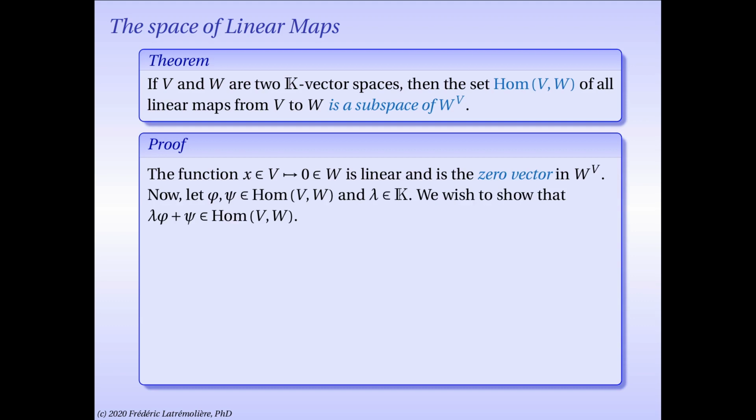And using my characterization, what I must do is take two linear functions from V to W and an arbitrary scalar lambda. I'm going to call these two linear functions phi and psi, and I want to show that lambda phi plus psi is again linear from V to W.